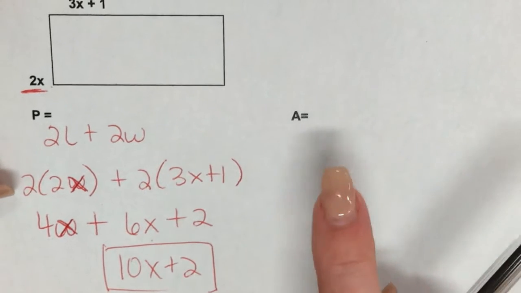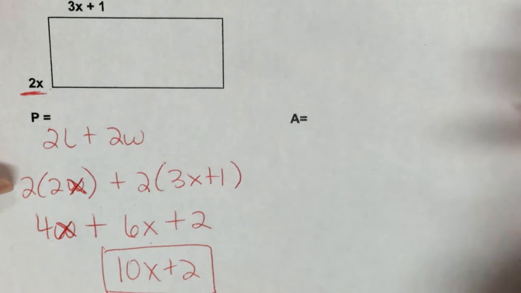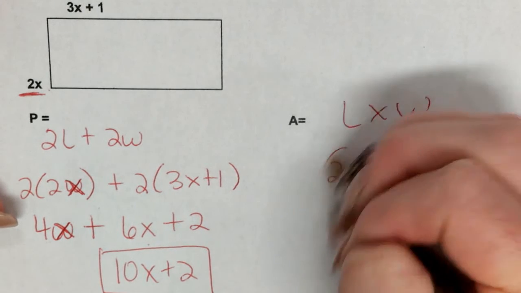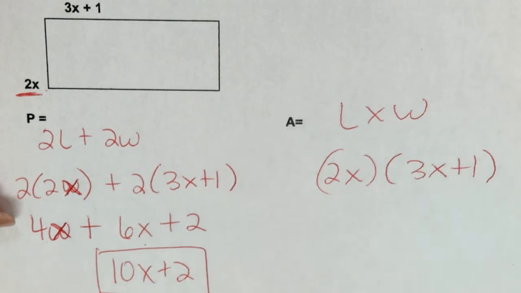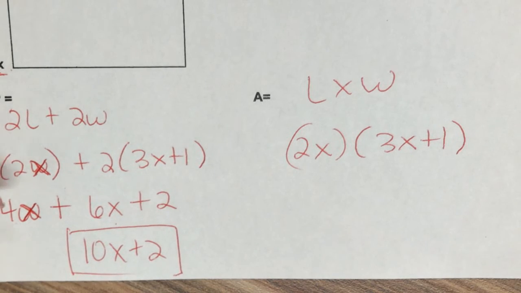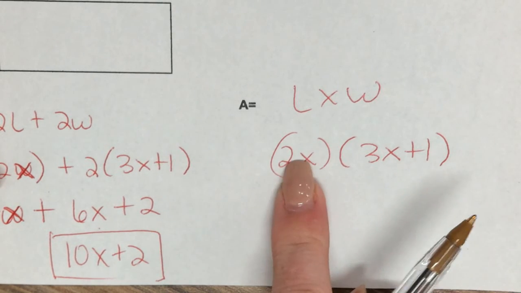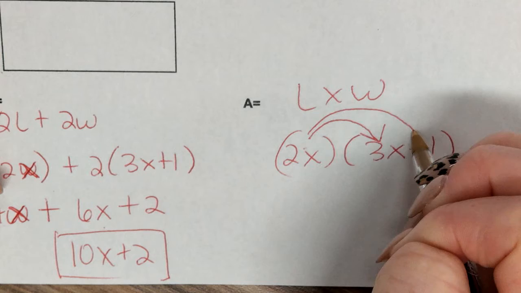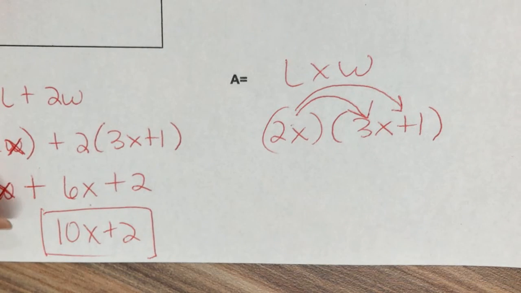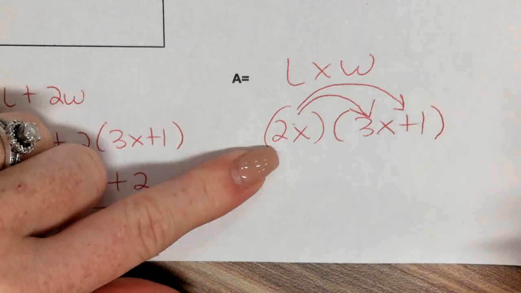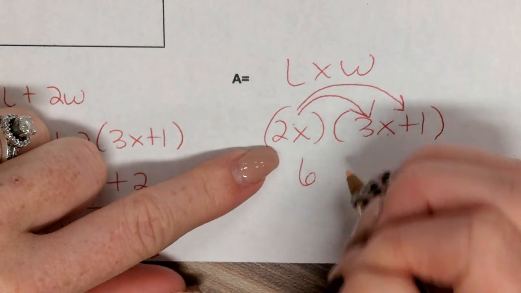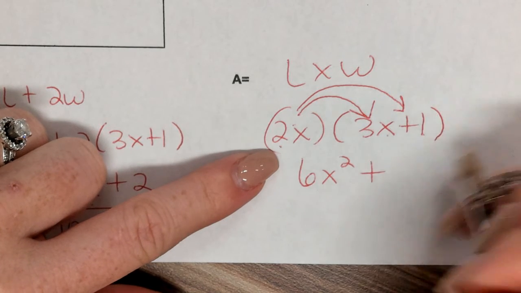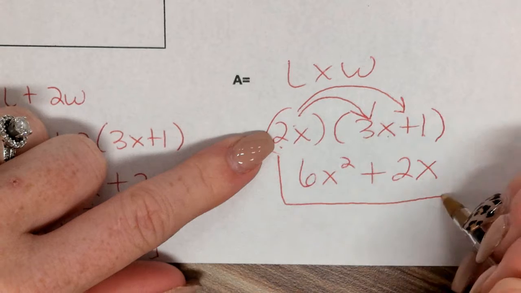How do you find the area of a rectangle? Length times width. So I have 2x times 3x plus 1. So this is a monomial times a binomial. So I just got to multiply this by everything on the inside. So basically distributive property. 2 times 3 is 6, and x times x is x squared, plus 2 times 1 is 2, and keep my x. And that's the area.